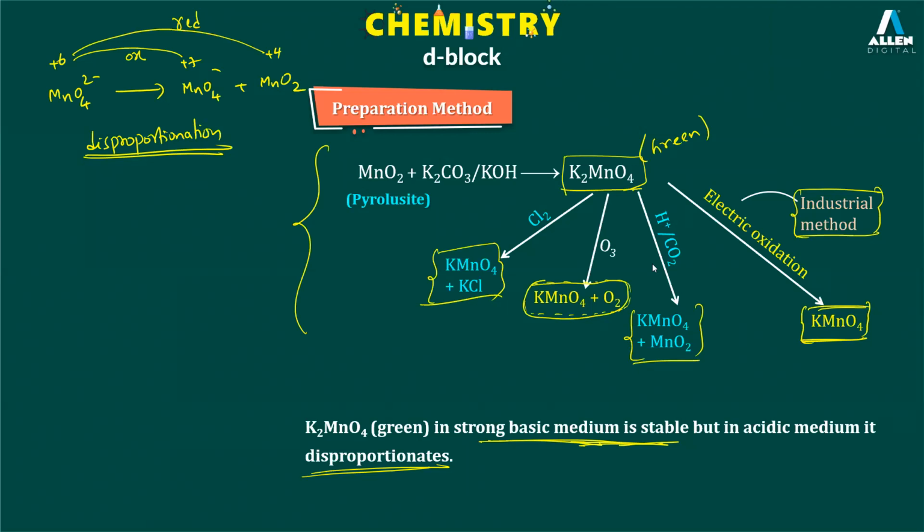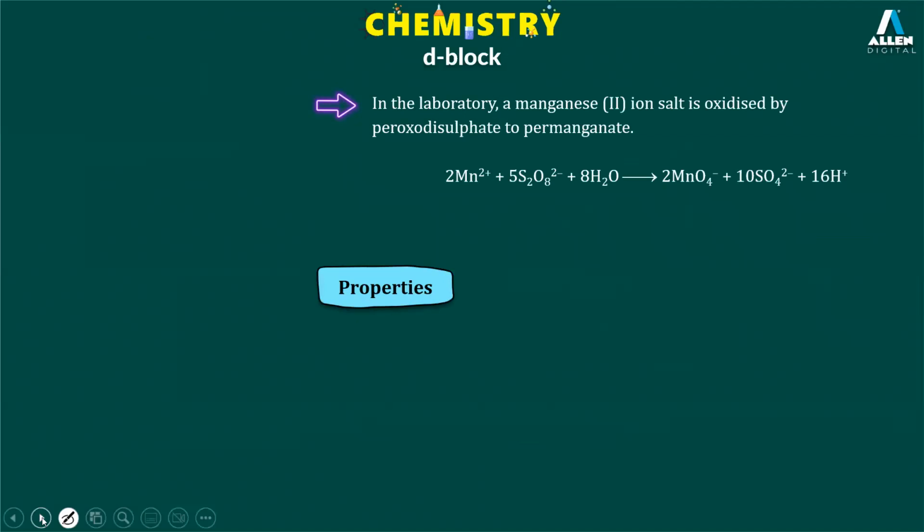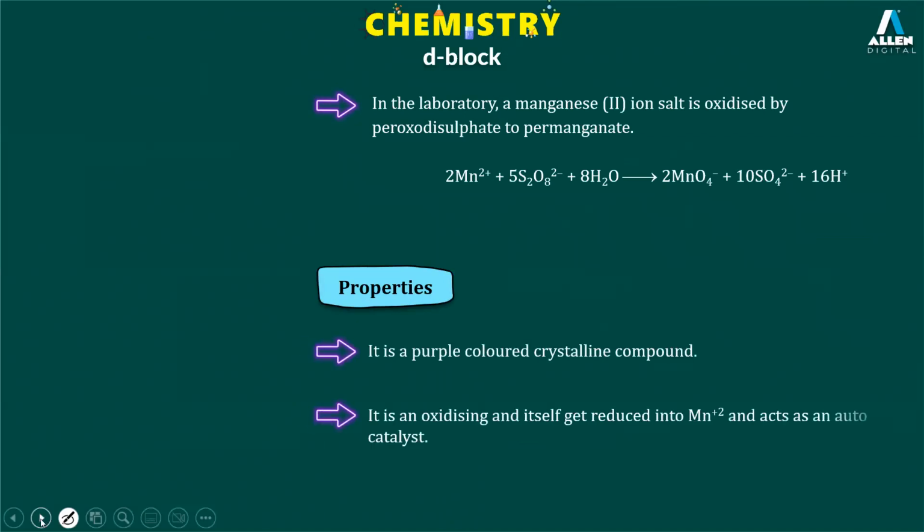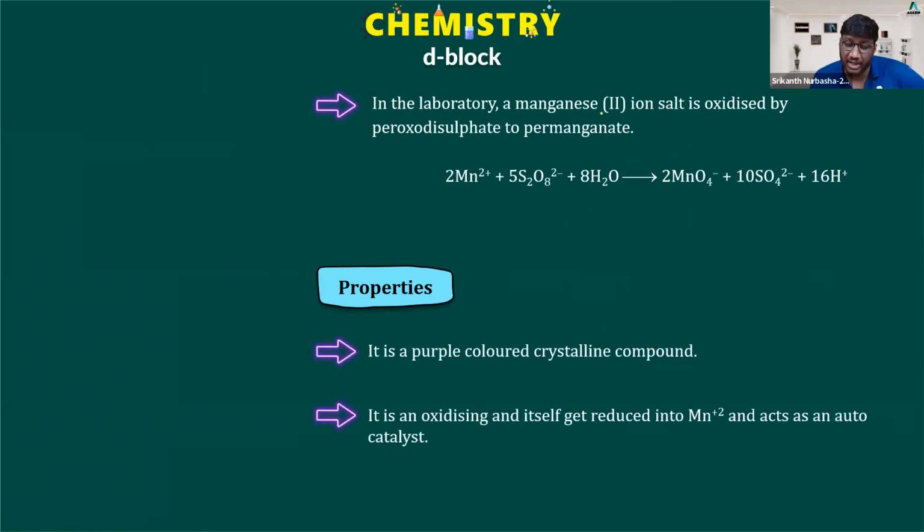Yes, sir. Very good. In the laboratory, manganese 2 ion is oxidized by peroxodisulfate to permanganate. In the laboratory way, if you want to prepare permanganate ion, the S2O8 2-, that is peroxodisulfate, will be converting into SO4 2-, sulfate. This is peroxodisulfate.